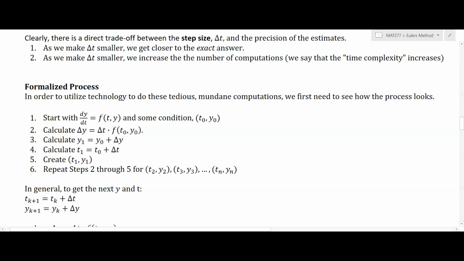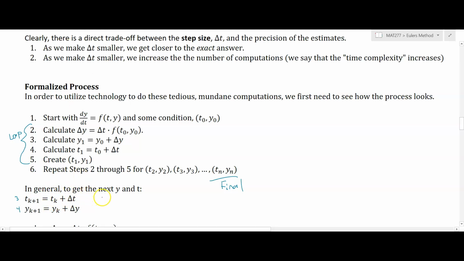We loop this enough times to get to our final ordered pair, whatever our stopping point in time is. These steps 3 and 4 can be thought of more generally as to get the next t value. So t of k plus 1 just means 1 time unit later. It doesn't have to be plus 1 year. It could be half a time unit later. So we're going to take the most recent value of time and increase it by delta t.